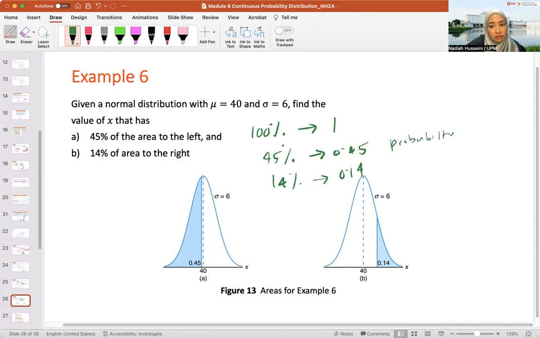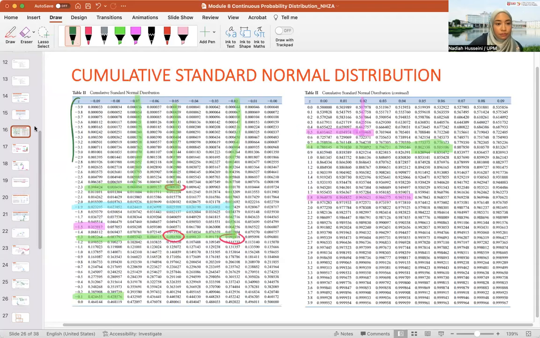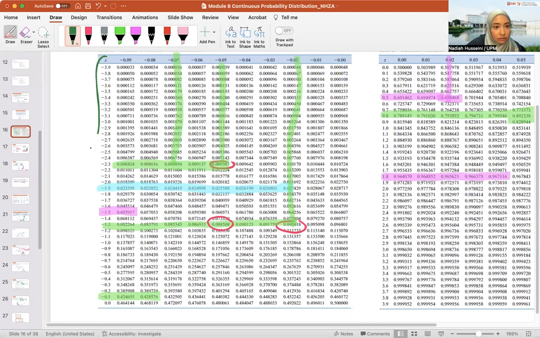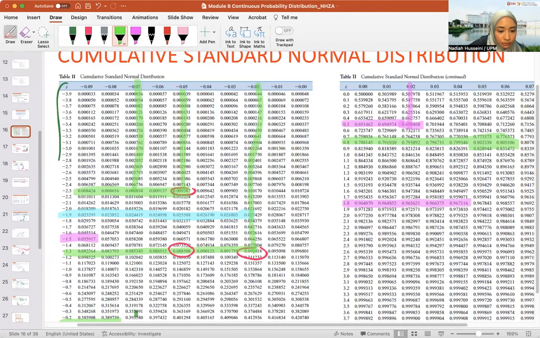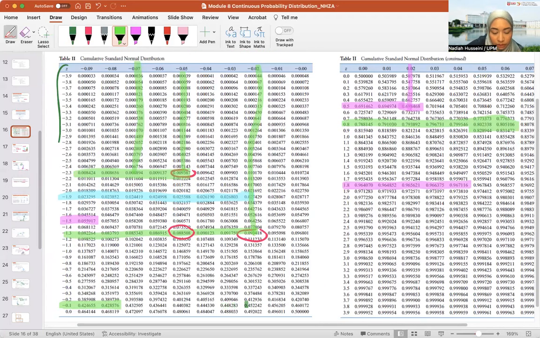So 45% is 0.45 probability. It means that we're talking about the region, not Z. And same case over here, this is also the probability value. So now we're going to look at the table, find the value 0.45 to find out what our Z is and then convert it to our X. So let's try that. 0.45, which is less than 0.5, so the Z value should be negative. Sorry, I'm trying to find the probability, not the Z value. It's between these values, so it's minus 0.13.